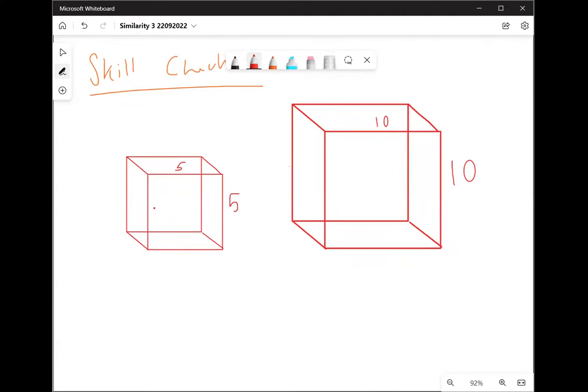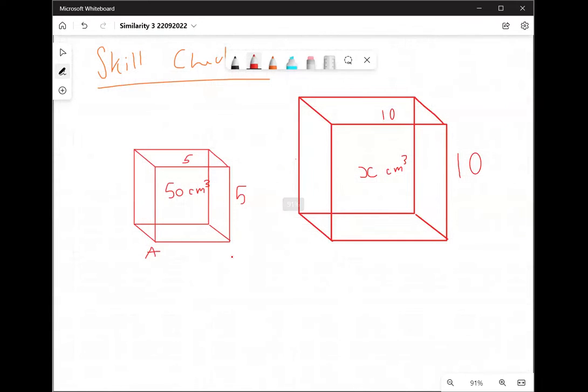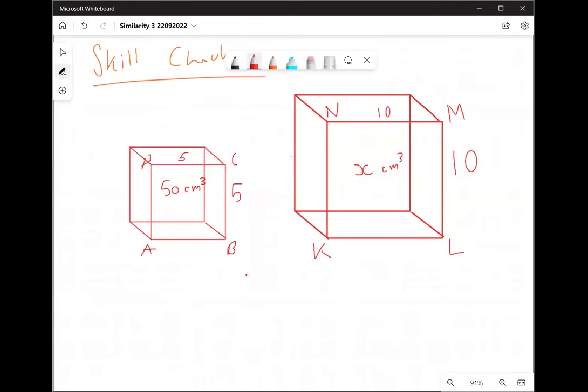Now your job over here is to find volume. If this guy is 50 cm cube, what is x cm cube? What is x? Now we know that this is A, B, C, D. This is K, L, M, N. Now, how do we start? Zaira, work with me. Rachit, I need the answer in the chat. Quick.